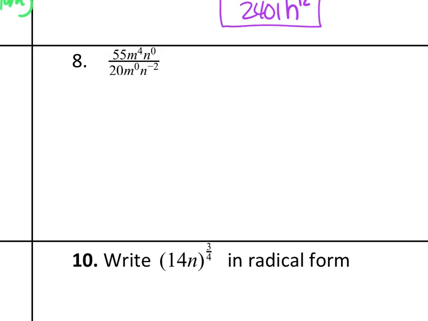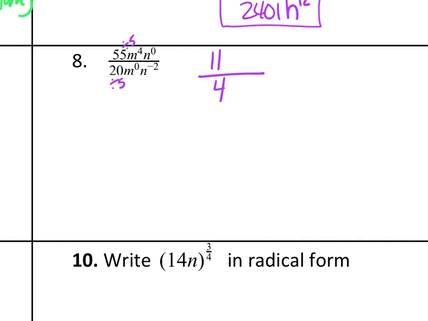Okay, 8, no negatives yet, so we're going to start with division on this one. 55 divided by 20 won't work, but I can divide each of those by 5, so think like simplifying a fraction. So 55 divided by 5 would be 11, 20 divided by 5 would be 4.